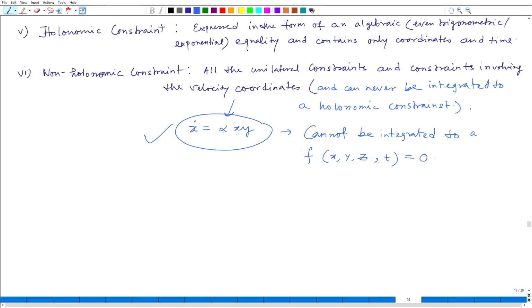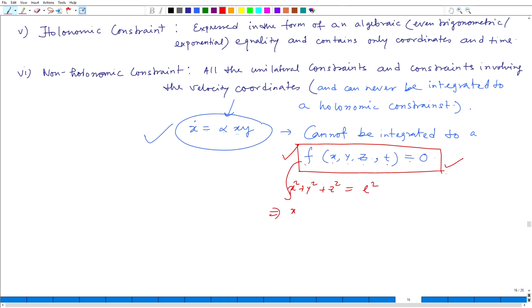On this occasion I have written the general expression for a holonomic constraint. The general expression of a holonomic constraint is that you can always have a function involving x, y, z and t, that is the most general case possible in 3D space, which will be equal to 0. That means there will be an equality. For example, if you have x square plus y square plus z square equal to l square, then of course this function will be x square plus y square plus z square minus l square, which is f of x y z, and that will be 0.